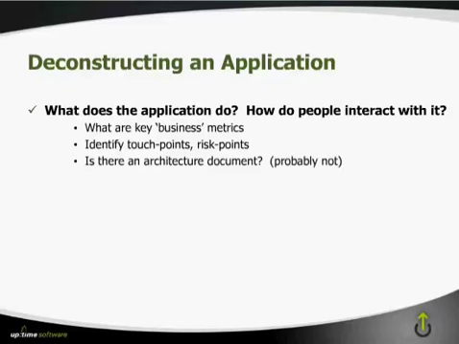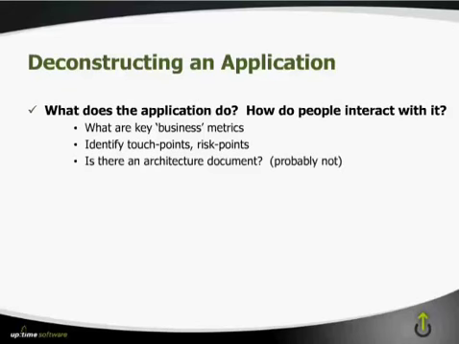So you want to identify what are key business metrics, right? And so these are things like dollars per hour, or transactions per minute, or number of claims per day. You want to identify risk points, right? Is it really, really old code or really, really old systems? Are there architecture documents which outline how the app works? In a lot of cases, these don't exist, and you have to figure out how the application works yourself.